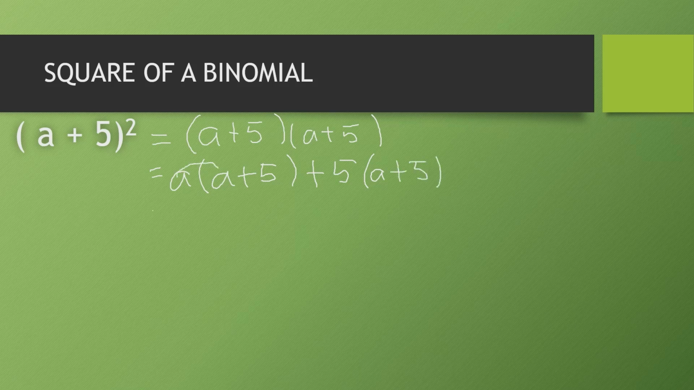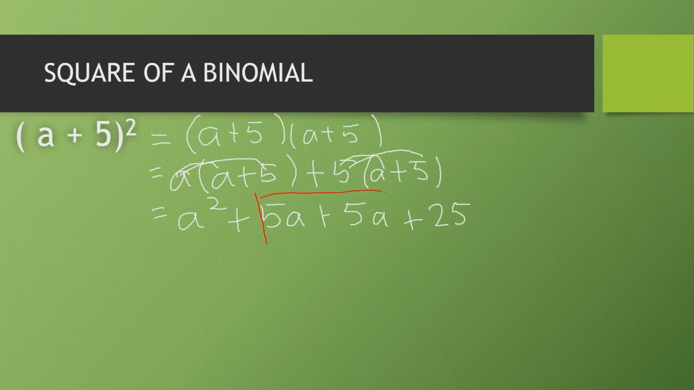A times a, we have a squared. A times 5, we have 5a. 5 times a, again, we have 5a. 5 times 5, we have 25. Then, let us combine this 5a plus 5a because that is a similar term. Meaning, we have a squared plus 10a plus 25.